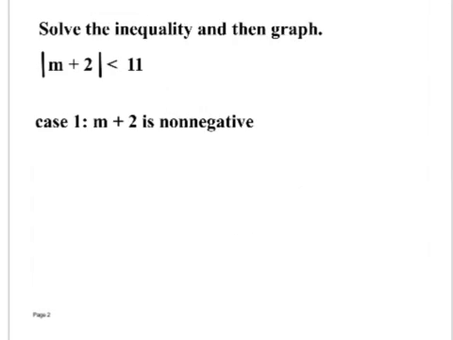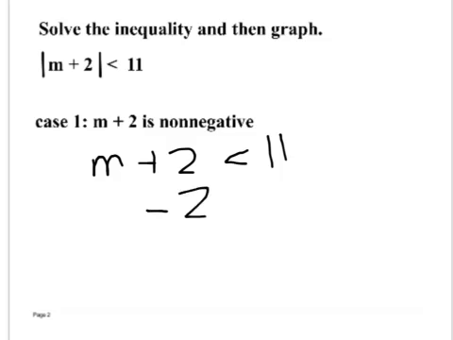Write this down. Solve the inequality and then graph. The absolute value of m plus 2 is less than 11. We did problems like this before. We have two cases. The first case is where m plus 2 is positive. So we treat this as m plus 2 is less than 11, just like a positive. It gives us a positive answer. So we subtract 2 from both sides. m is less than 9. That's case 1.